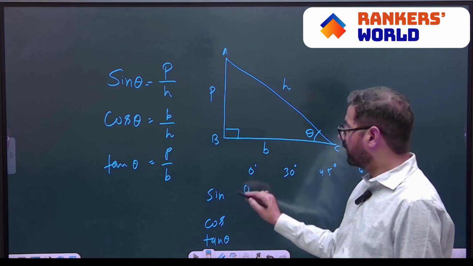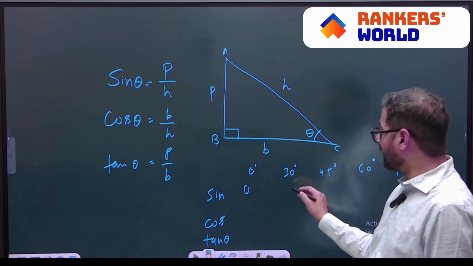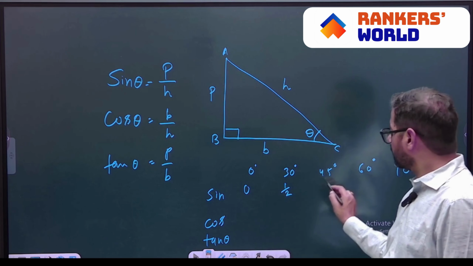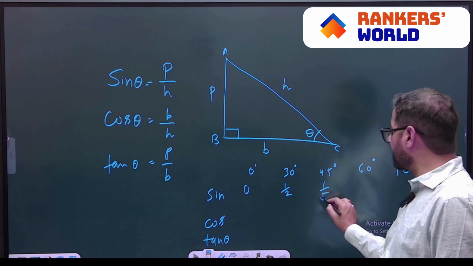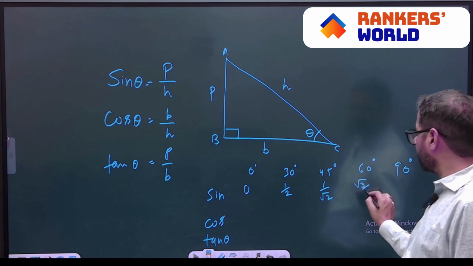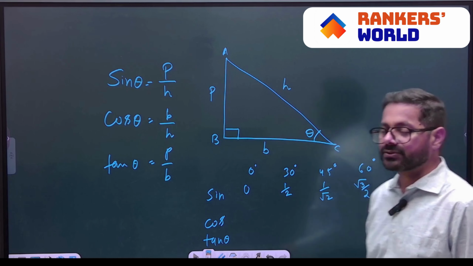Sine 0 is 0, sine 30 is 1 by 2, sine 45 degrees is 1 by root 2, sine 60 is root 3 by 2, and sine 90 is going to be 1.